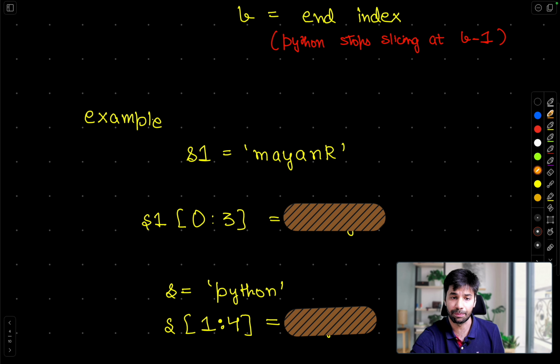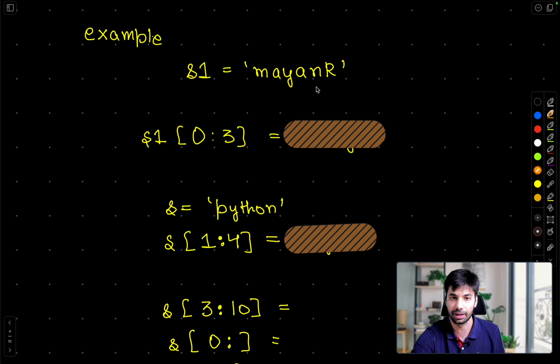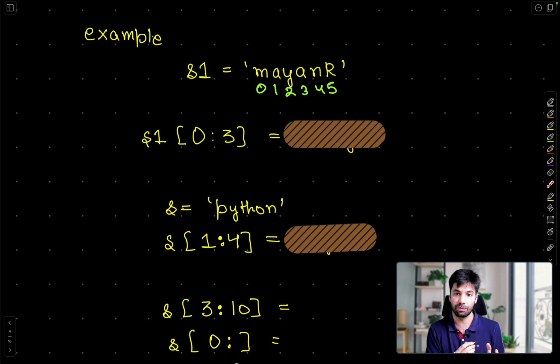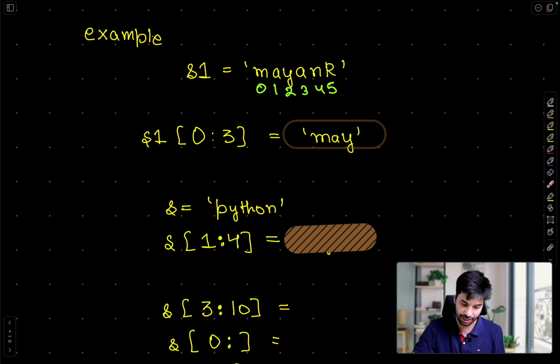Now let us see an example with Mayank. Let's say the string is Mayank, then what are we going to get? You can just pause and tell me the answer. So it is 0, 1, 2, 3, 4, 5. We have just seen that if I'm starting from 0 and going till 3, I'm going to stop one step before, and thus the answer is going to be MAY, right?